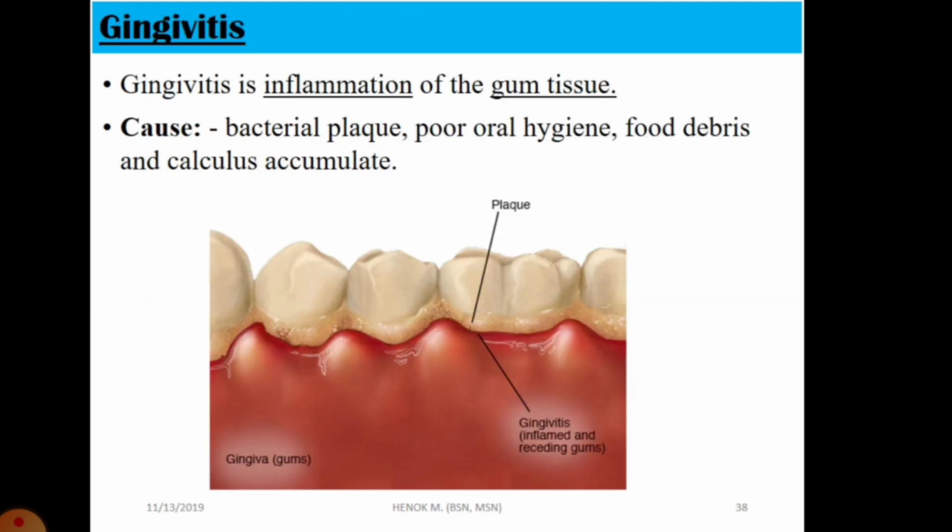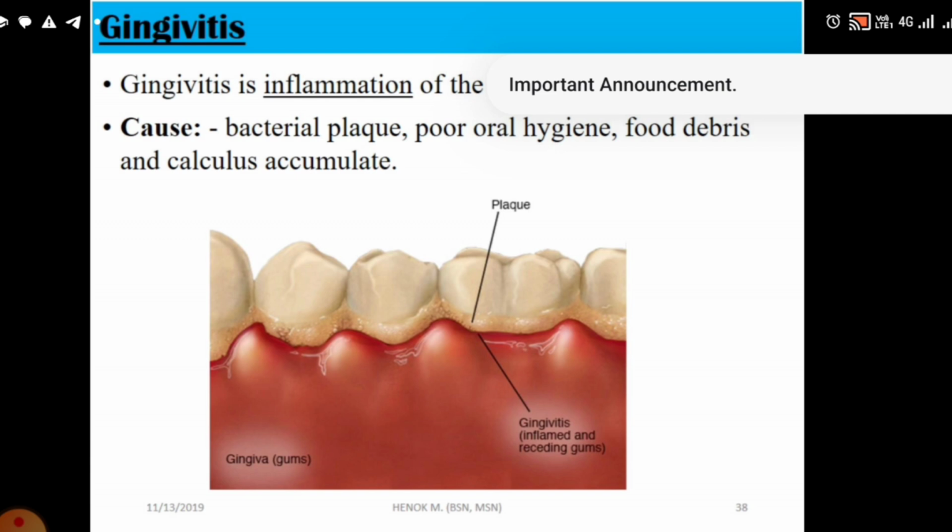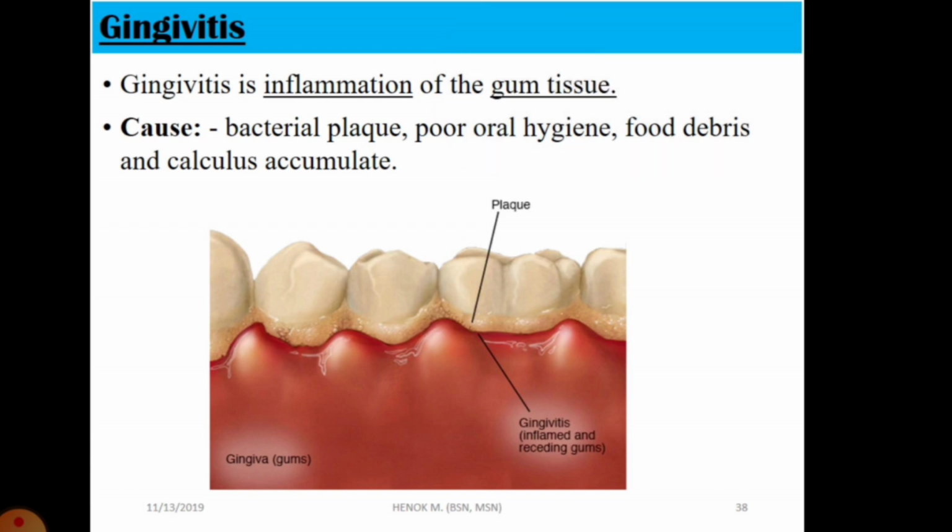Next is gingivitis. Gingivitis is inflammation of the gum tissue. Causes are bacterial plaque, poor oral hygiene, and food debris and calculus accumulating. There are gingivitis, inflamed gums, and receding gums with plaque.